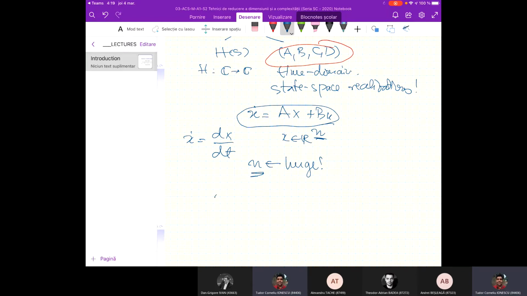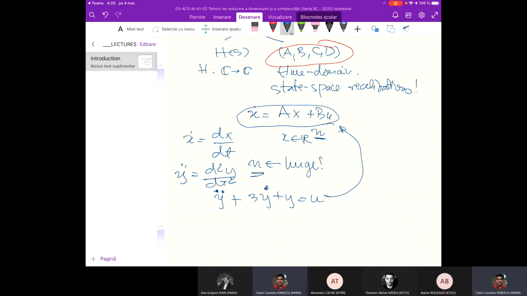If you have a simple equation, say this one, y double dot, y double dot means d2y to dt2, so twice derivative of y, plus, say, 3y dot plus y equals u. All of these are time functions. This is a differential equation of a second order system. Yes, okay. So how do you bring this to this guy? Because this is an equation of second order, and you have here only equations of first order.